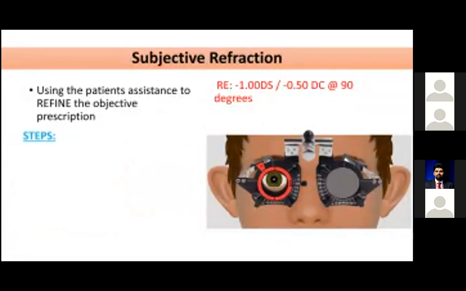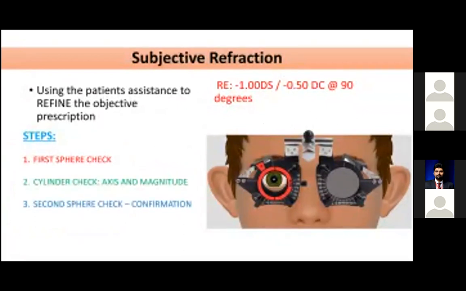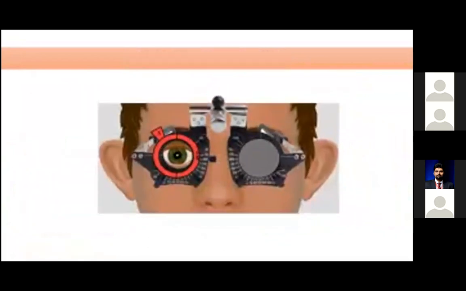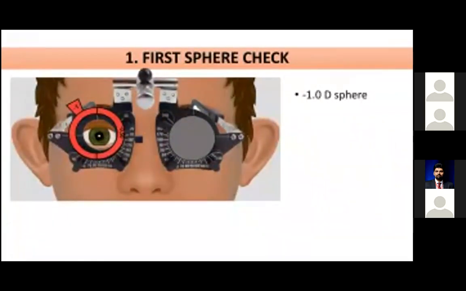So what are the steps to refine this? The first sphere check, the cylinder check, the axis and magnitude, the second sphere check, or rather the sphere confirmation, then binocular balancing, and finally, if needed, presbyopic or reading addition. So let us go into these steps.